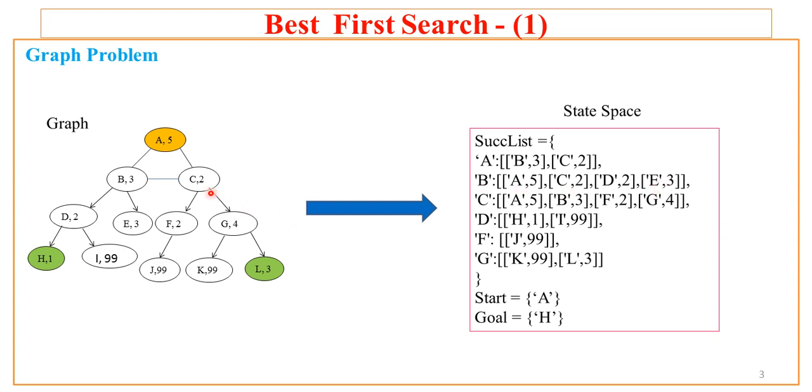Again for B, the immediate successors are A, C, D and E. For C, A, B, F and G are the successors. For D, H and I. For F it is J, and for G it is K and L. So this whole graph is represented as a dictionary data structure in Python. Along with this successor list, it is given that the start node is A and the goal is H. So with this information we try to understand how best first search, which is coded in Python, is executed on this graph.